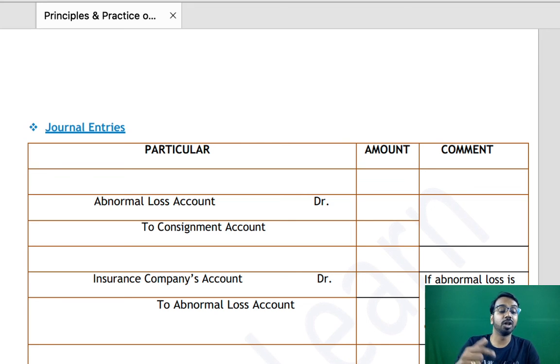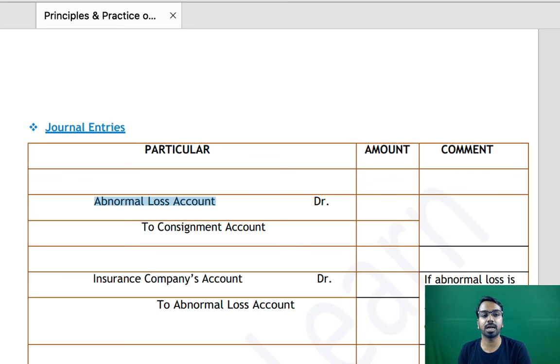Again, I am repeating, you don't combine this entry, the abnormal loss account entry, don't split it into two parts in the first entry itself. At the beginning, transfer the entire abnormal loss to consignment account, then pass separate entries for the receivable and the transfer to the profit and loss account.